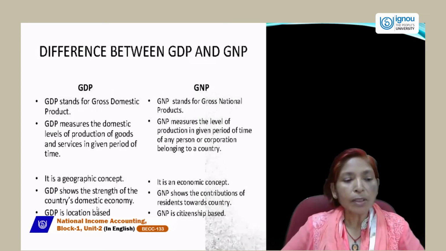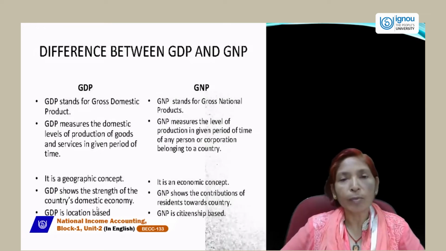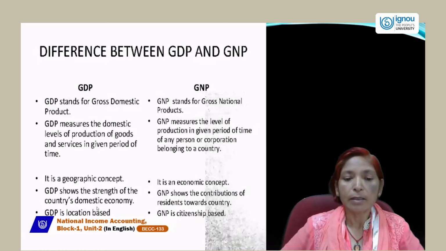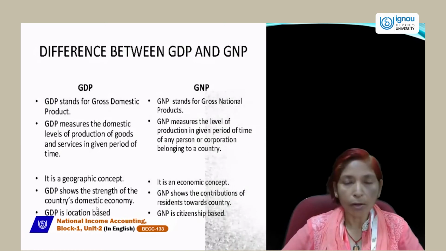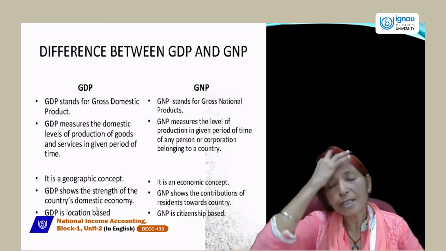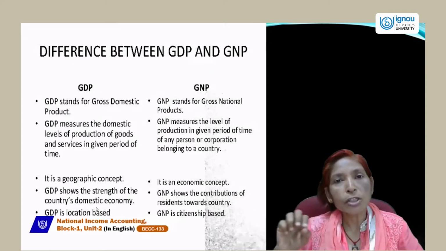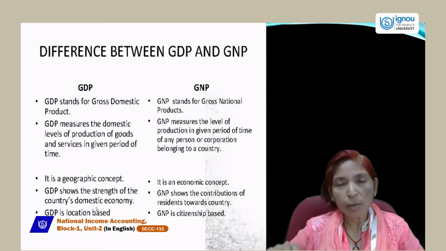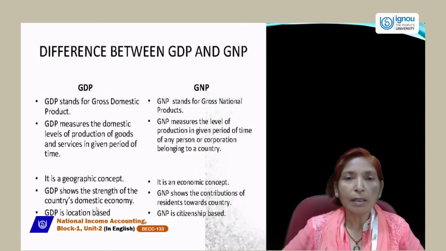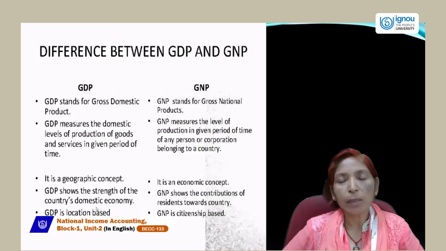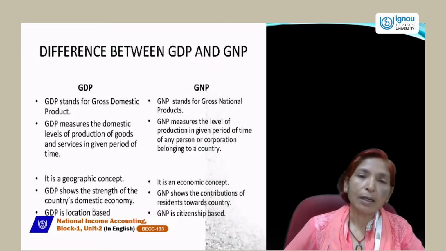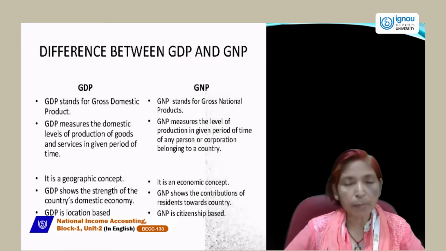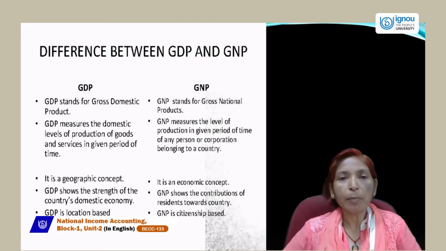So, GDP shows the strength of the country's domestic economy, and GNP shows the contributions of residents towards the country, not non-residents. GDP is location based and GNP is citizenship based. Only citizens who are contributing in the production of goods and services, only their contribution is included in the GNP concept. But resident and non-resident contributions can both be added in GDP. So this is the basic difference between GDP and GNP.